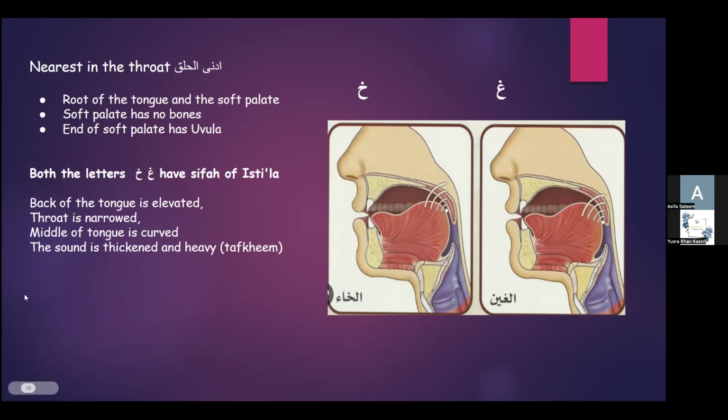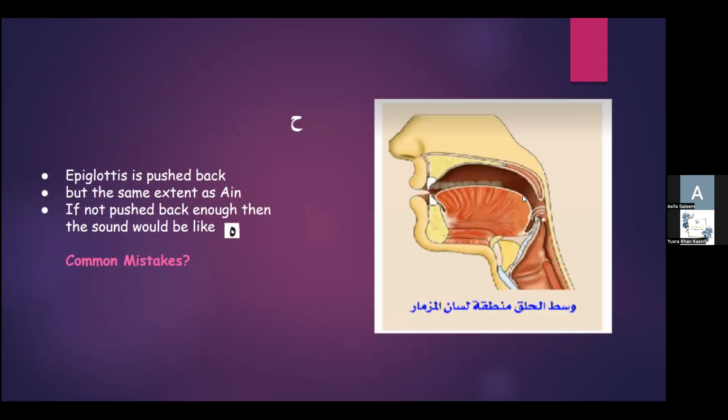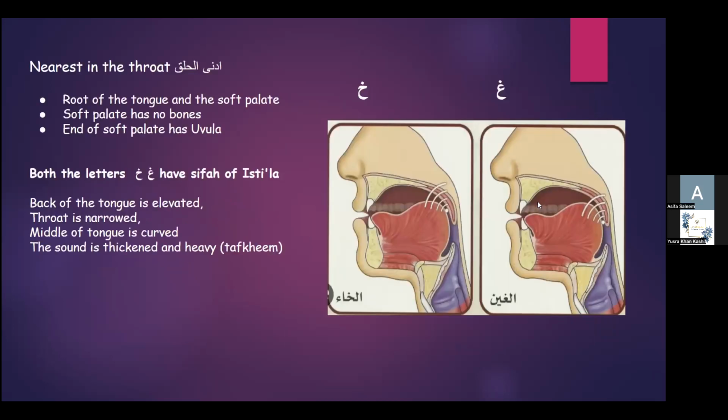Okay, so the mechanism, as you said, to pronounce the letter heavy is that the back of the tongue is elevated, meaning raised. The throat is narrowed. You can see if you raise the back of the tongue, the throat will get narrowed. You can compare it here. When the tongue is not raised from this end, there is such a wide space between the throat and the tongue. But when you're raising it towards the soft palate, this gets narrowed, as you can see here.